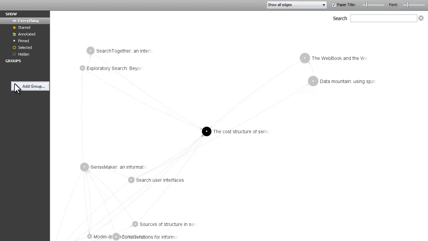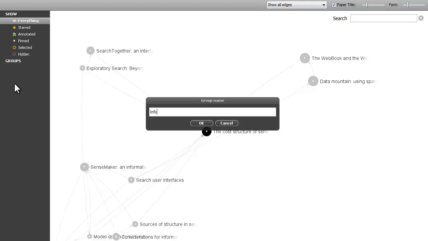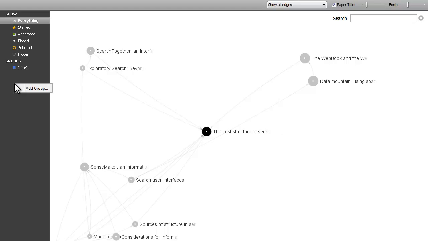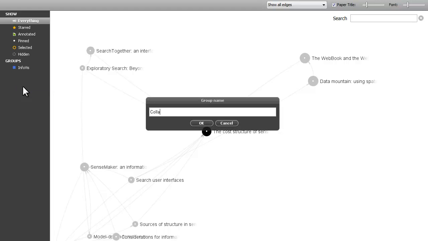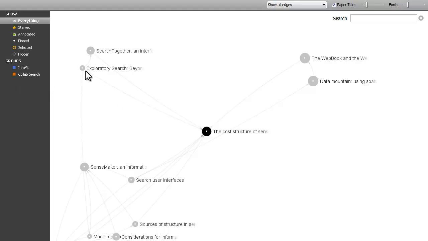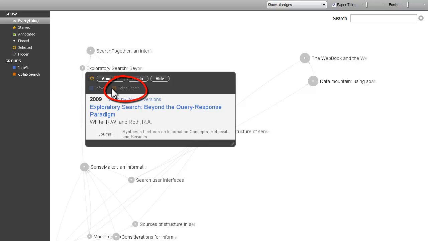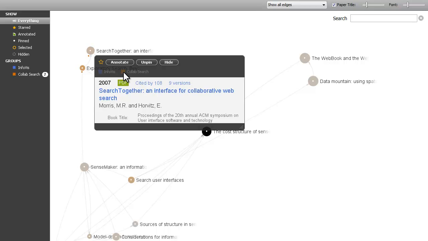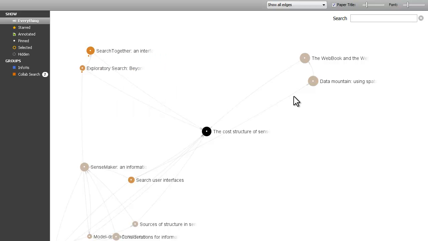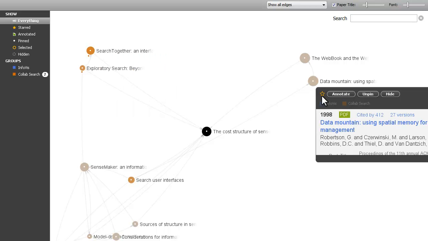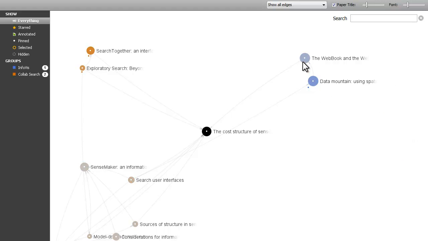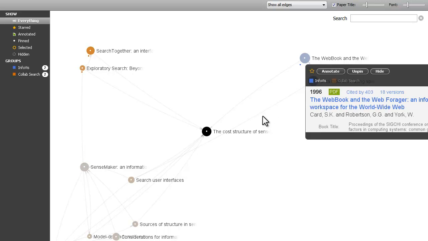Jane then creates two groups and moves the articles into them. These articles become the group's exemplars. Adding exemplars causes Apolo's machine learning algorithm to execute and infer all other articles' relevance relative to the exemplars.